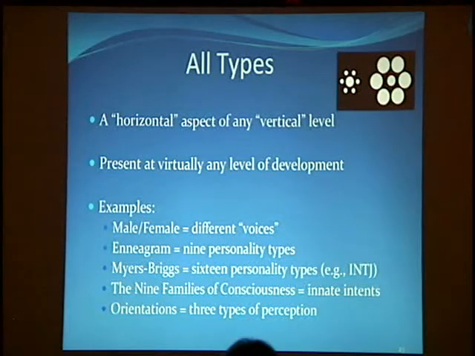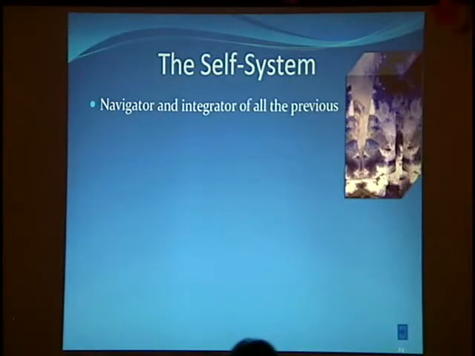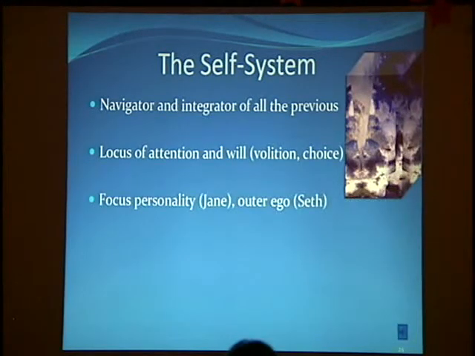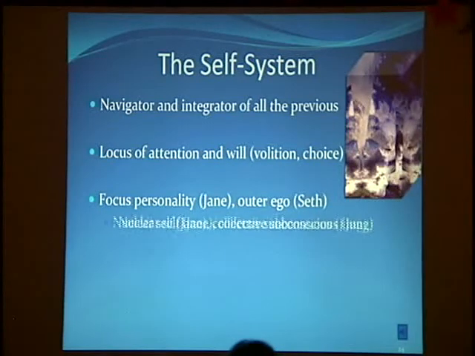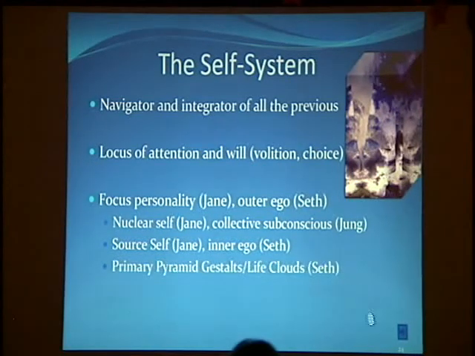So we're trying to look at the relationship between these notes. And then the self system, our sixth note, the navigator and integrator, puts this all together. Free will, volition comes from this part. We've seen those in the Seth material. This is an interesting connection to Jung's collective unconscious. I think Jane had read some Jung. She channeled Jung. It's in one of those Aspects books, actually. I think it's Psychic Politics.